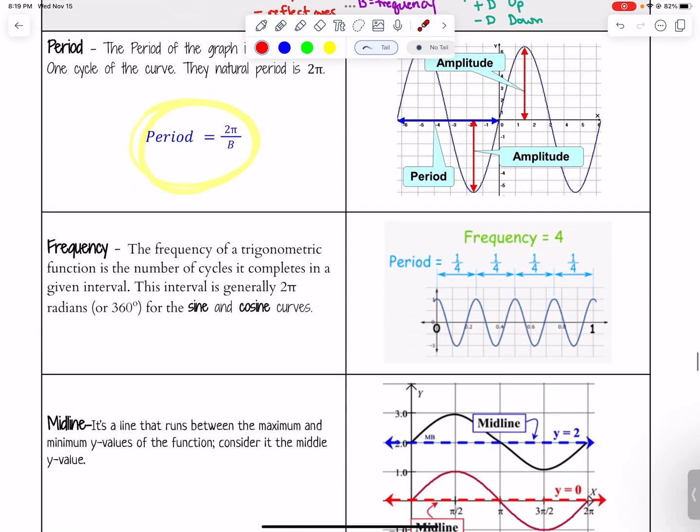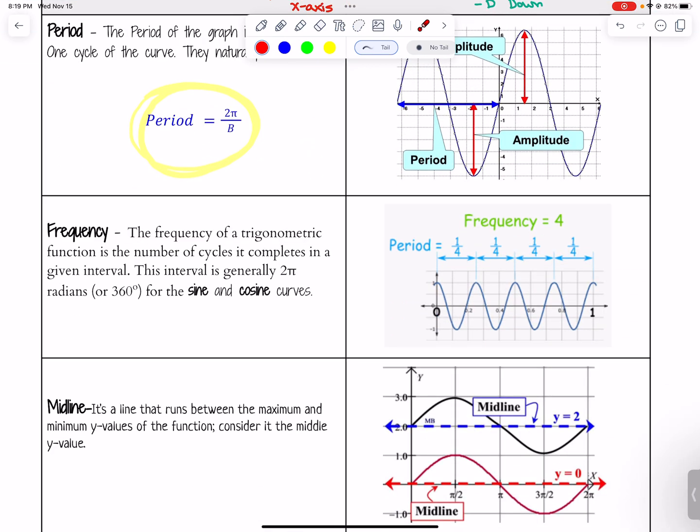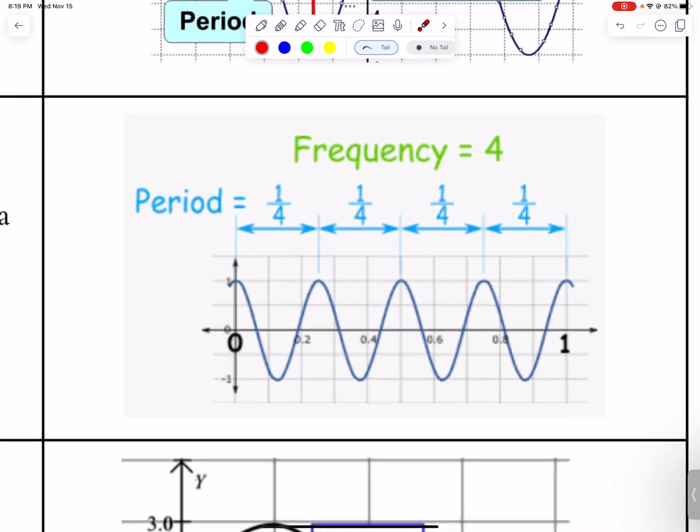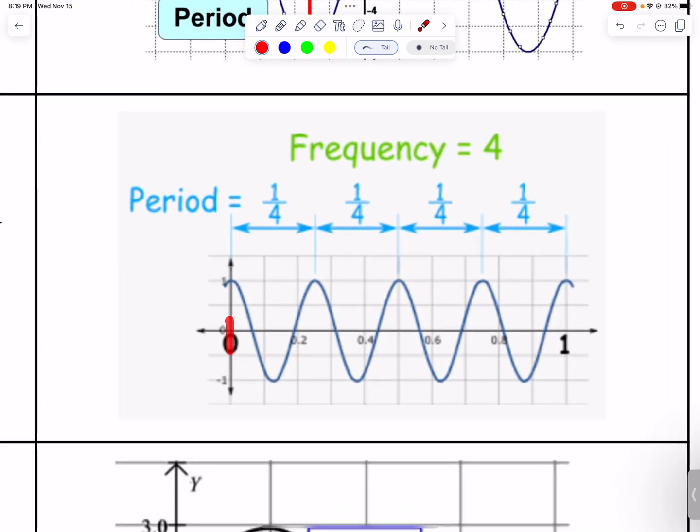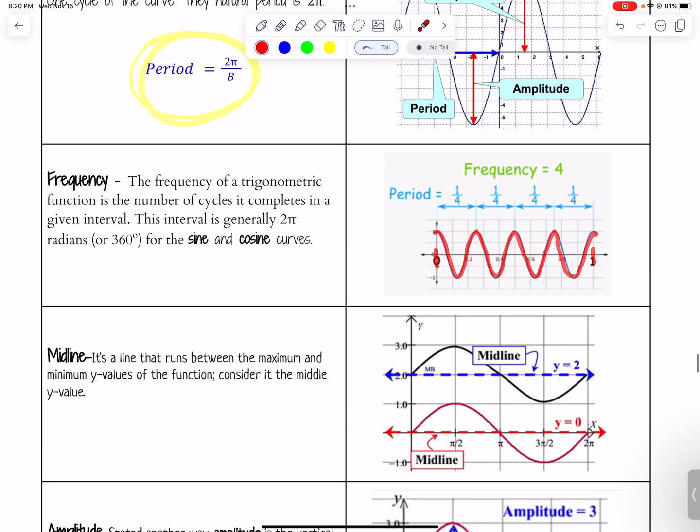Okay, the frequency is how many cycles occur within a given period. So if we're looking at this graph and we have a period of 0 to 1, we have a frequency of 4, because we have 1, 2, 3, 4 cosine graphs, or cosine cycles, occurring in the period of 0 to 1. So that would be a frequency of 4.